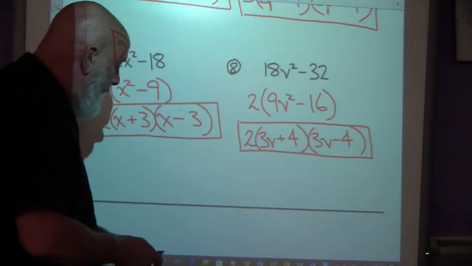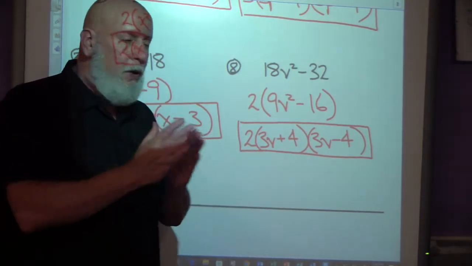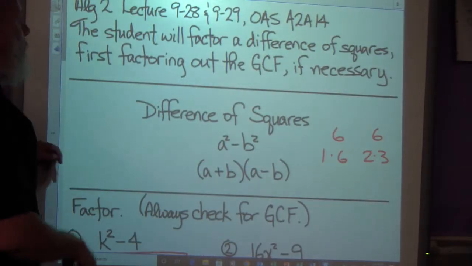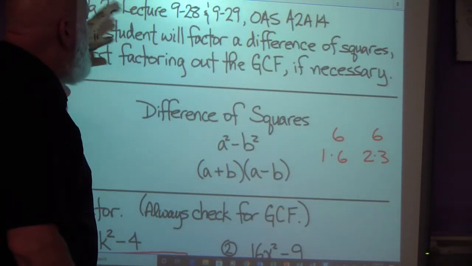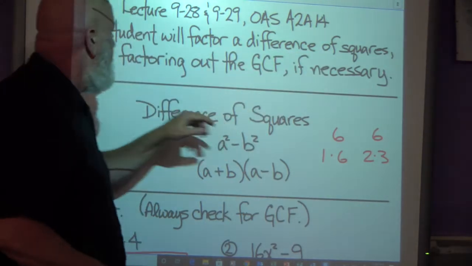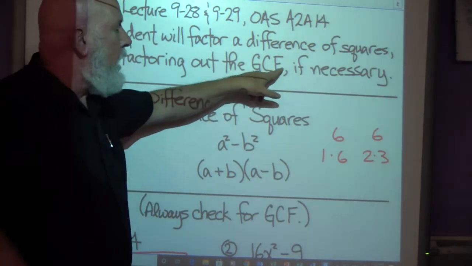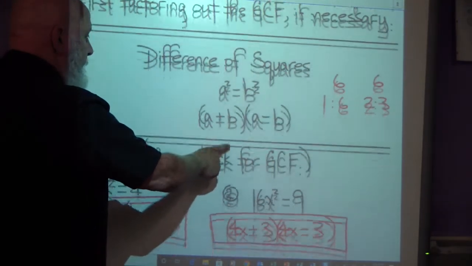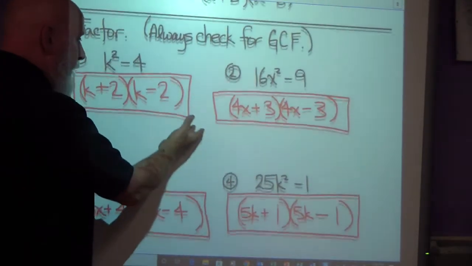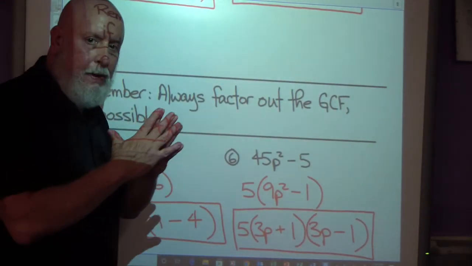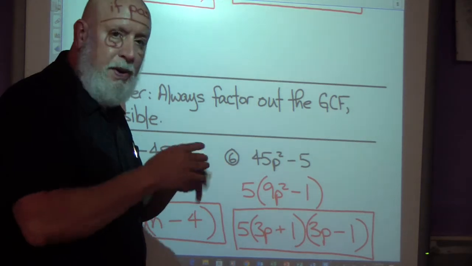And that's what we're going to be doing today, factoring out greatest common factors whenever we run across them, and then factoring the resultant difference of squares. The student will factor a difference of squares, first factoring out the greatest common factor if necessary. Here's our pattern, and you've seen how to work them, so hopefully that made sense. If it doesn't, watch it again and maybe it will.